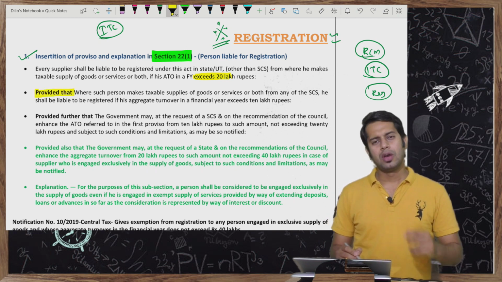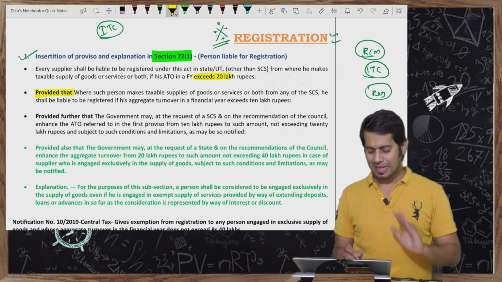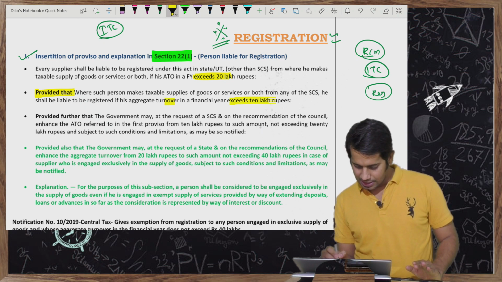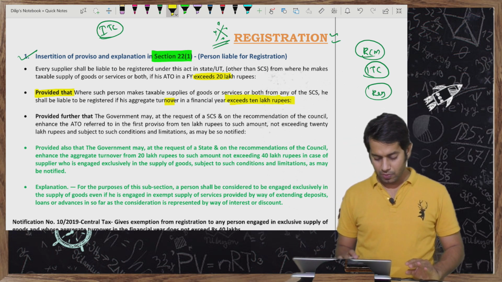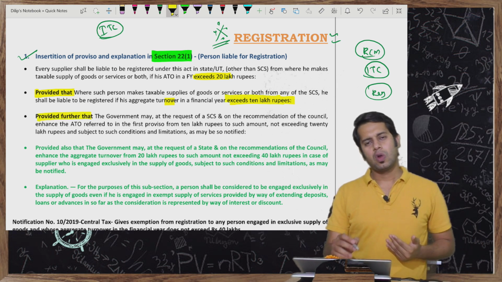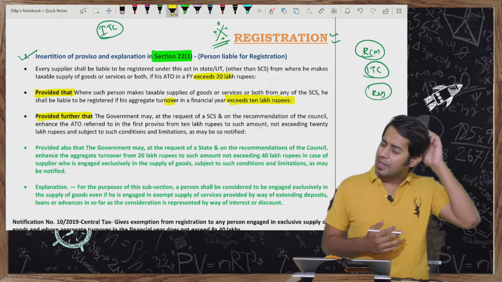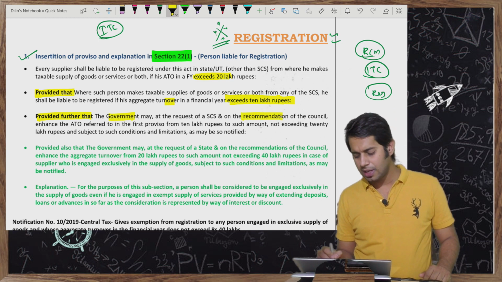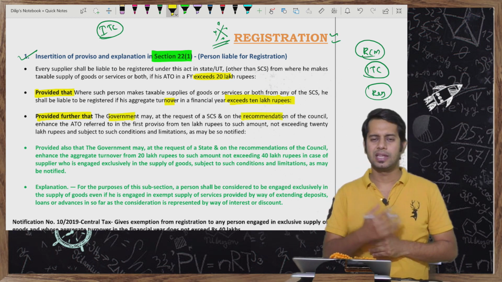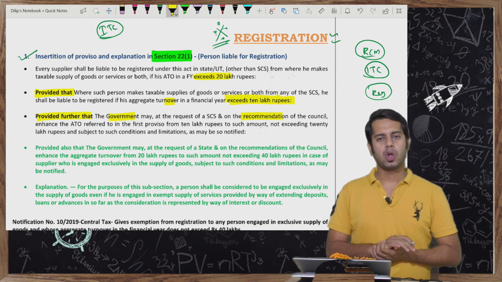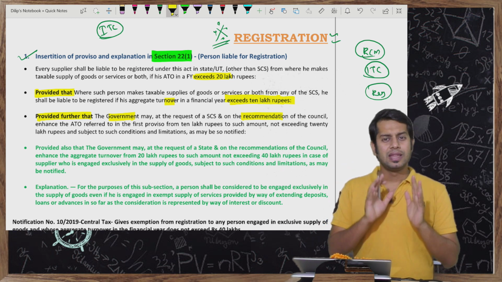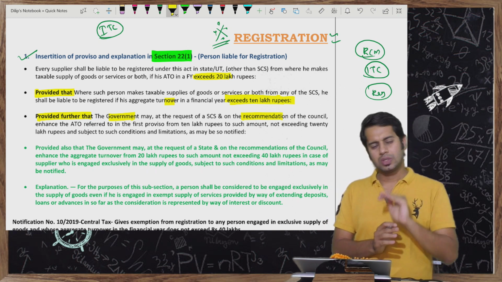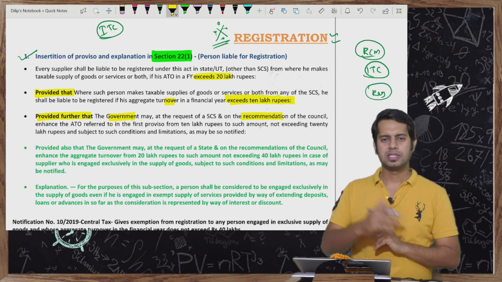Similarly, there is a proviso. The first proviso says the limit is 10 lakhs in case of special category states. Now, there was one more proviso before, which said that the government has all the liberty to increase the limit on the request of special category states and on the recommendation of the GST Council. They have the power to increase the limit for special category states from 10 lakhs to any higher amount not exceeding 20 lakhs.